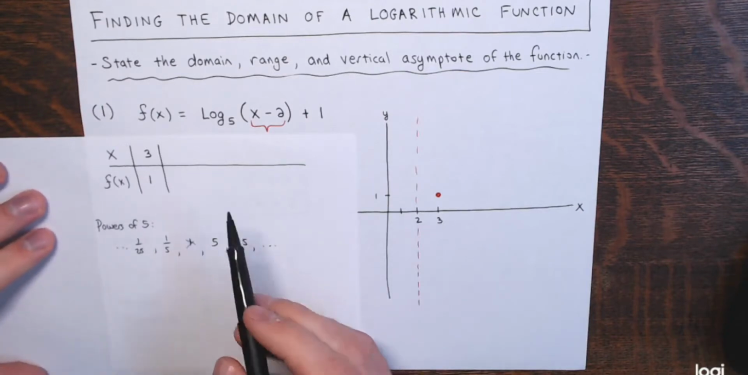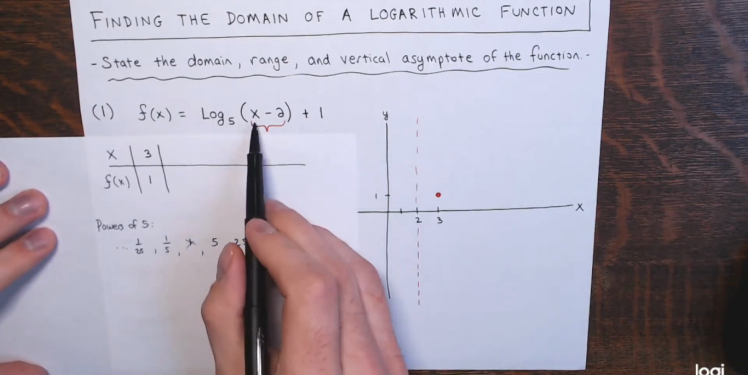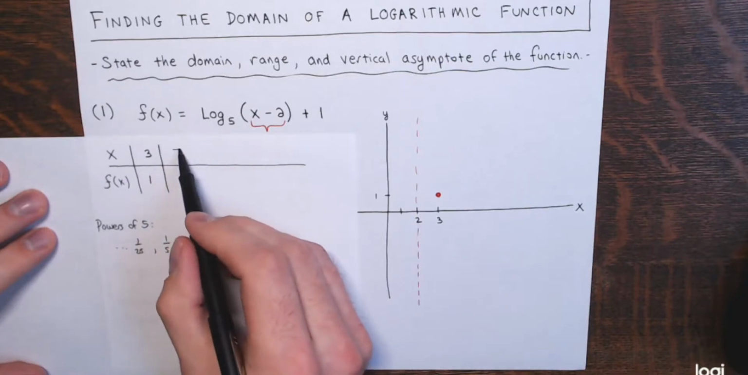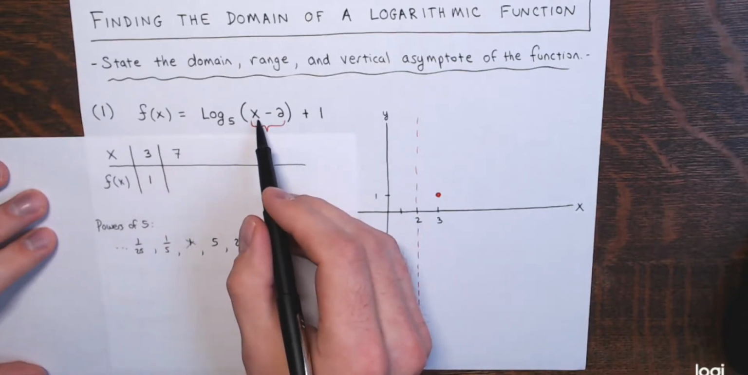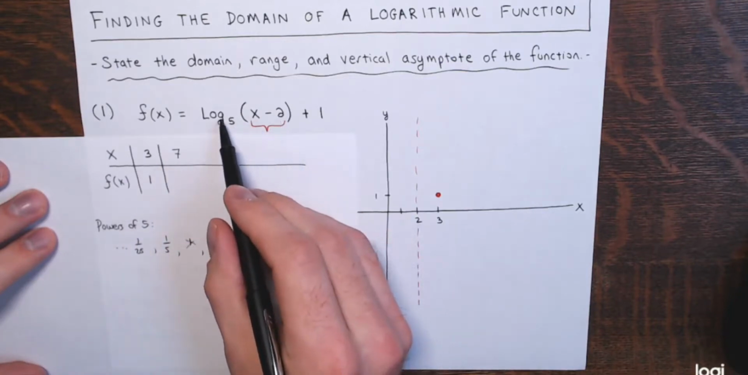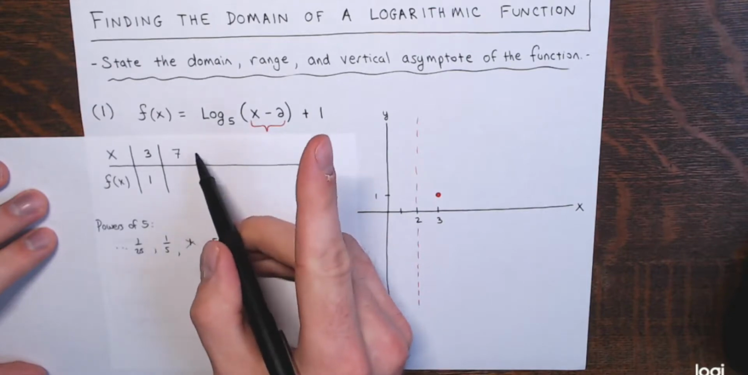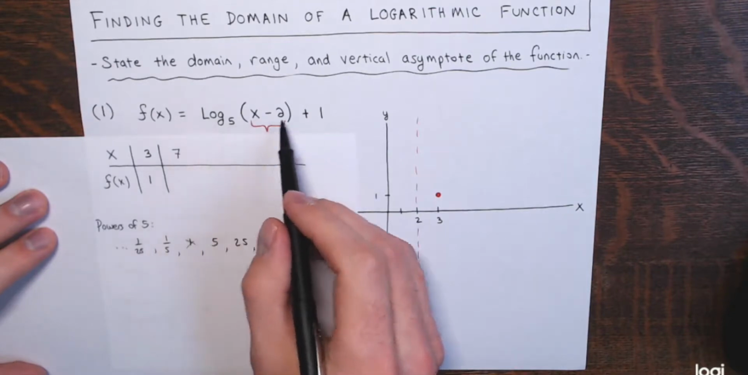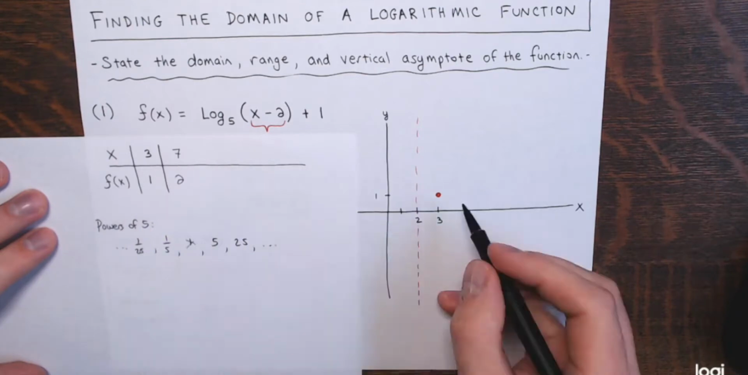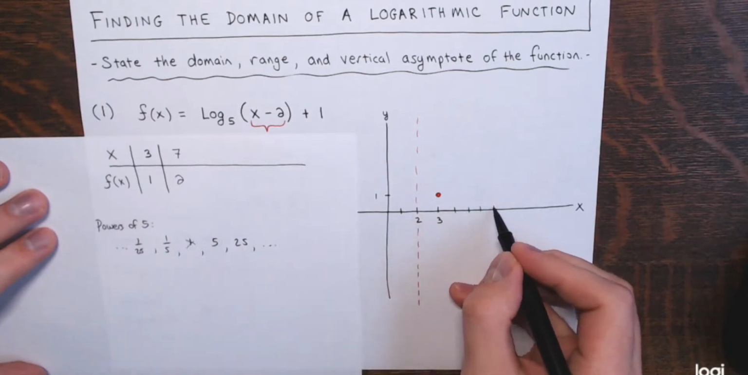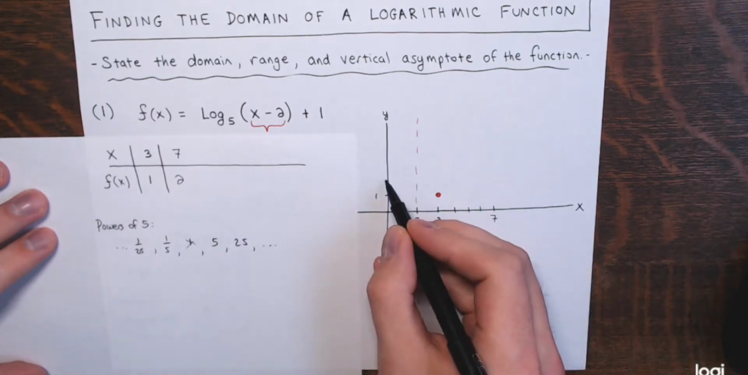And then what if I wanted 5 in here? I'd have to replace x with 7. Right? 7 minus 2 is 5. Then the log base 5 of 5 is 1. Right? 5 to the 1 is 5. And then 1 plus 1 is 2. Right? So 4, 5, 6, 7. Input 7, output 2.